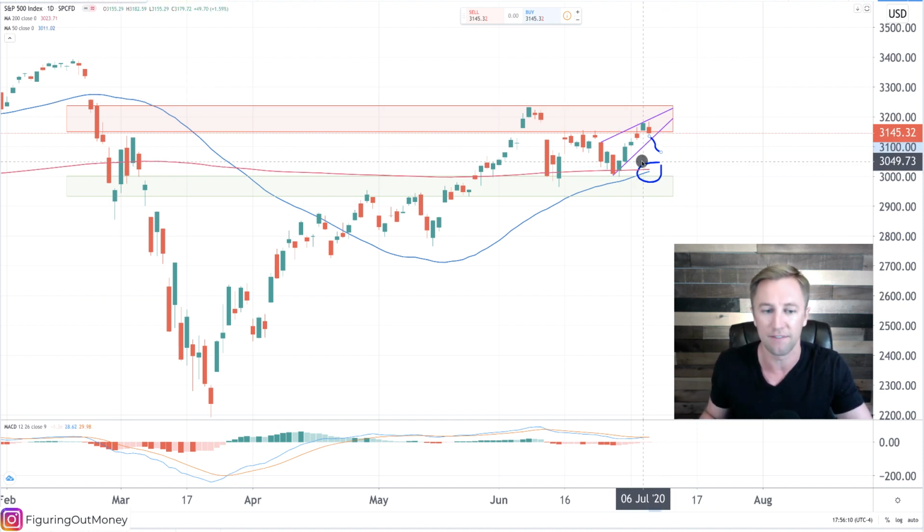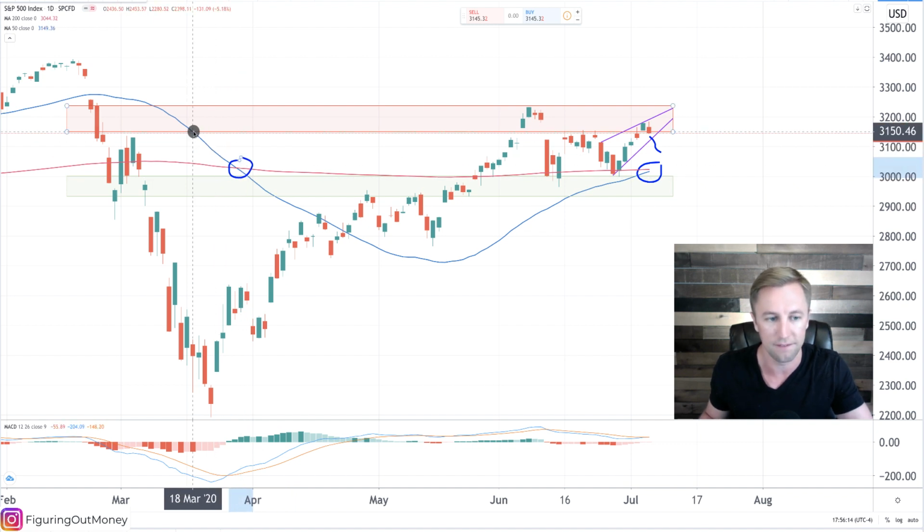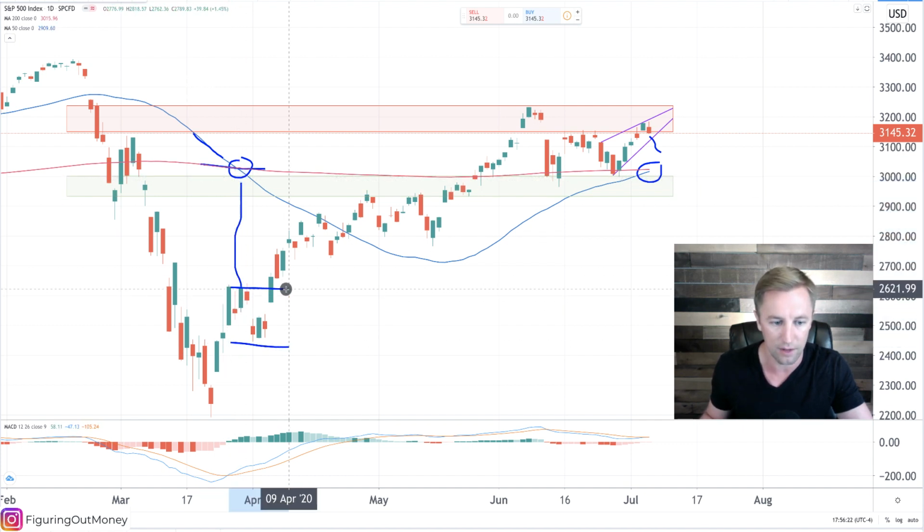For example, right back here, this is known as a death cross. The 50 period moving average crossed under the major 200 period moving average. And if you map that down to this area, you saw a pullback of approximately 2,600 down to a low of 2,450. So nothing too crazy, right?